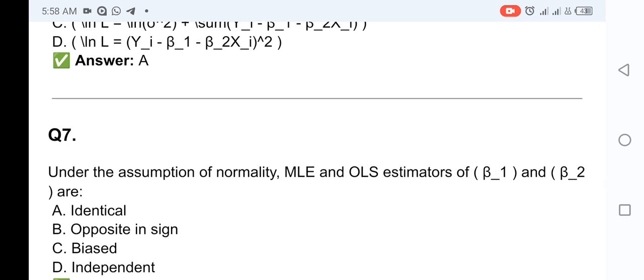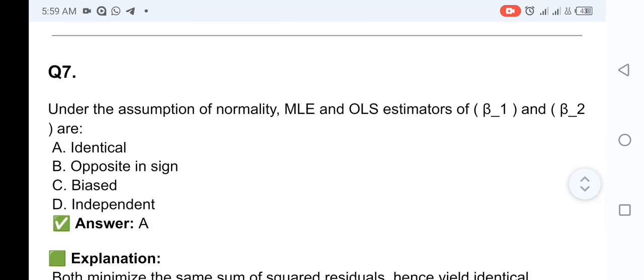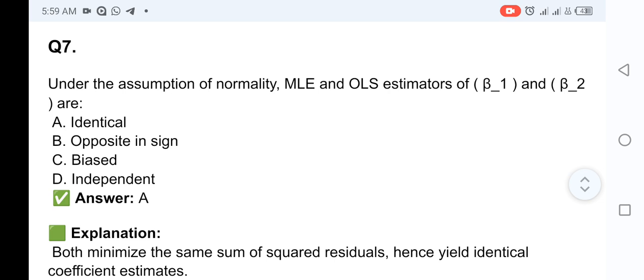Answer A. Q7. Under the assumption of normality, MLE and OLS estimators of β_1 and β_2 are: A. Identical, B. Opposite in sign, C. Biased, D. Independent. Answer A. Explanation: both minimize the same sum of squared residuals, hence yield identical coefficient estimates.